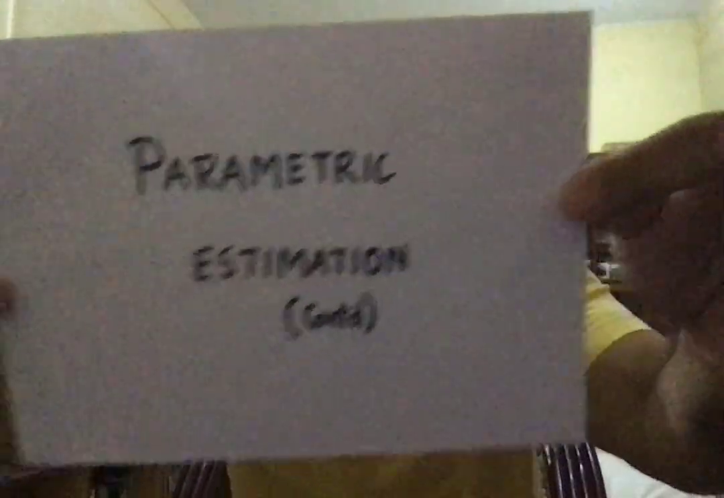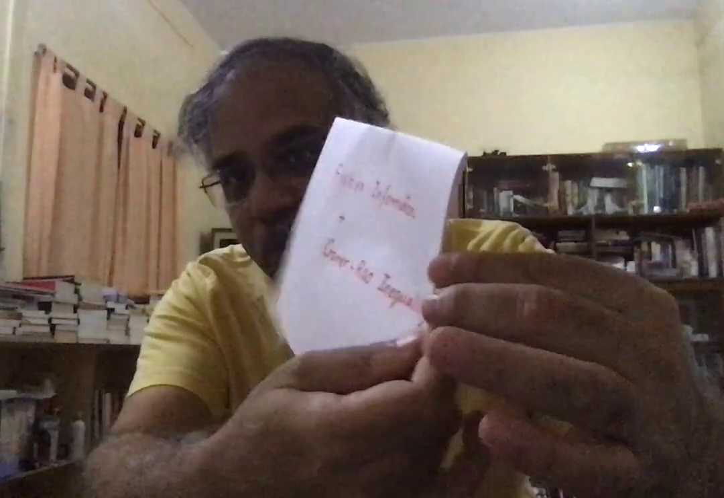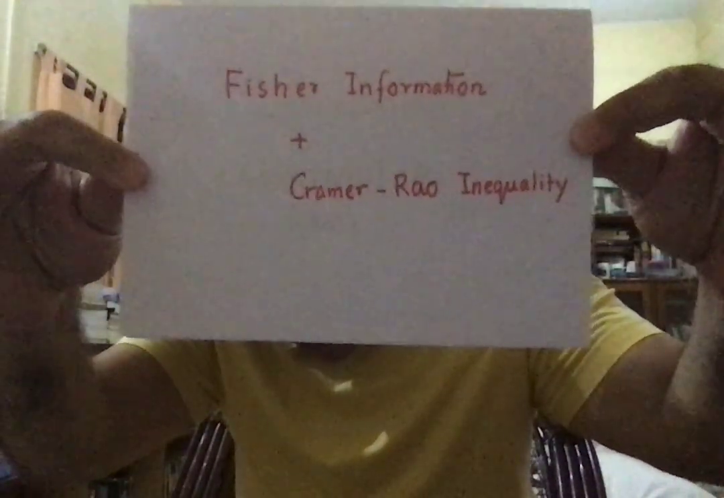So today we are going to continue talking about parametric estimation. And today's topic would be Fisher information and the Cramer-Rao inequality. This is an important topic.